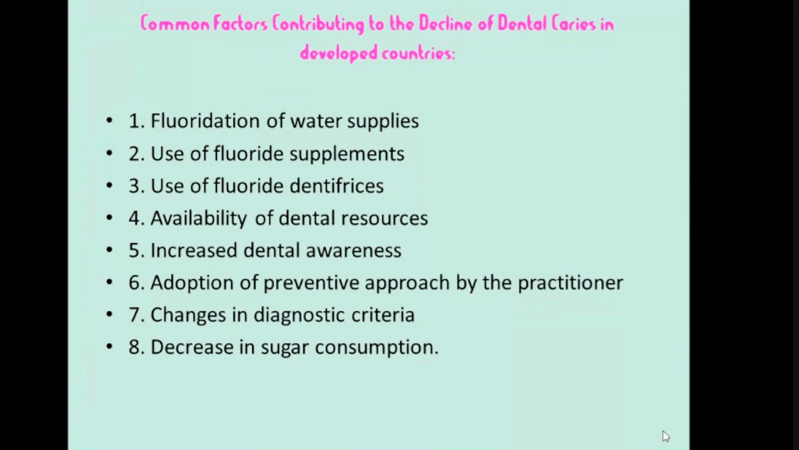So also, another cause that developed countries use to decrease the caries rate in their society is the availability of dental resources and increased dental awareness. This is very important. And adoption of preventive approaches by the practitioners, change in diagnostic criteria, and decrease in sugar consumption.